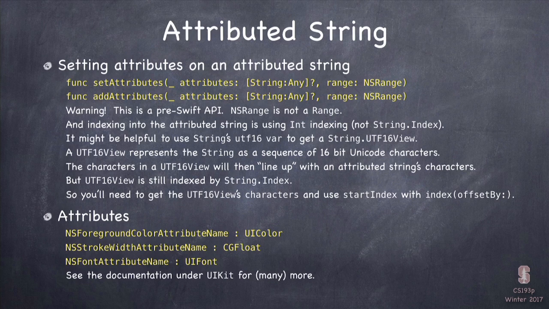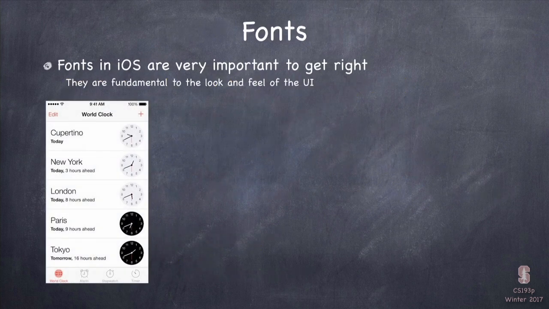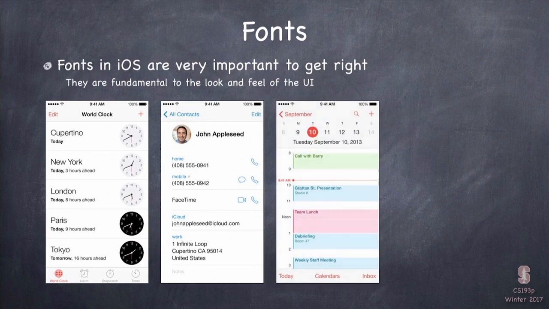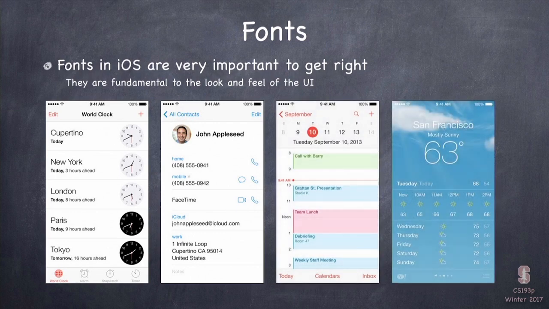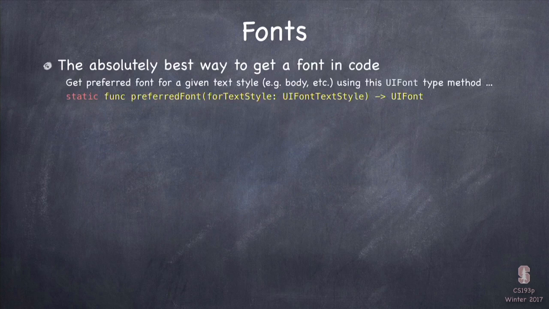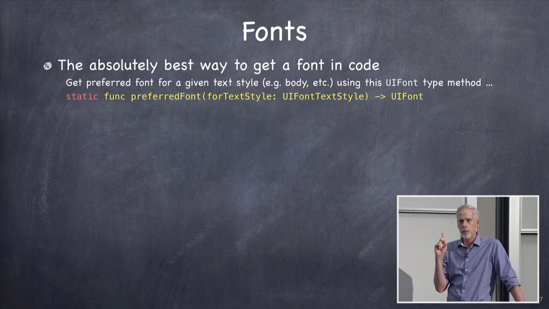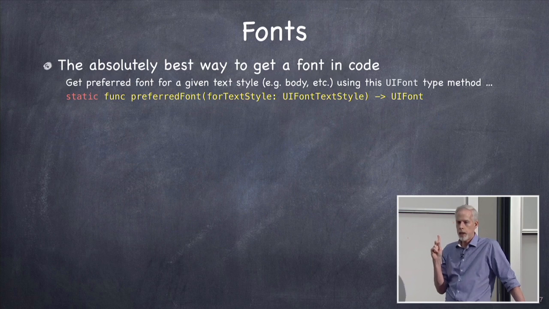But speaking of font, if you want to set the font you're going to draw with, how do you do that? Well, fonts are super important in iOS. Never underestimate the power of a font in building a cool UI. Look at all these UIs. Look how important the choice of font, size, position, all that stuff is. So how do we get a good font so that our UI will look good? Well, we're going to use this very important static method in UIFont. You send this to UIFont, the class, called preferredFont(forTextStyle:).